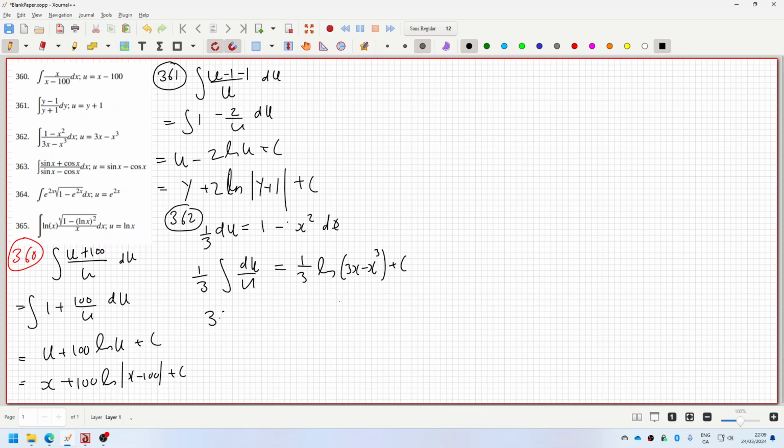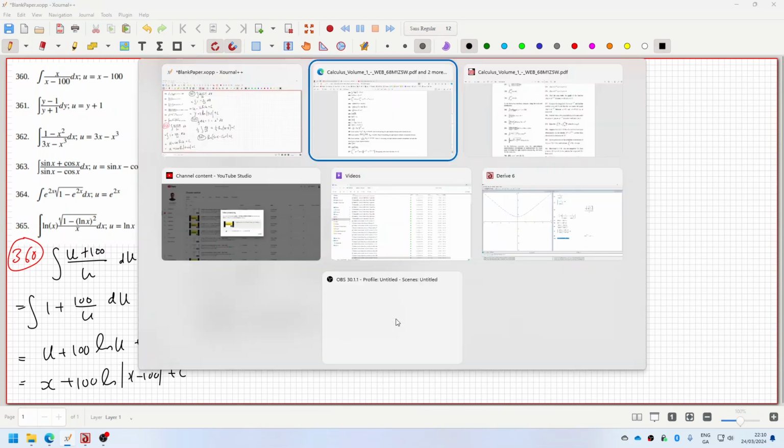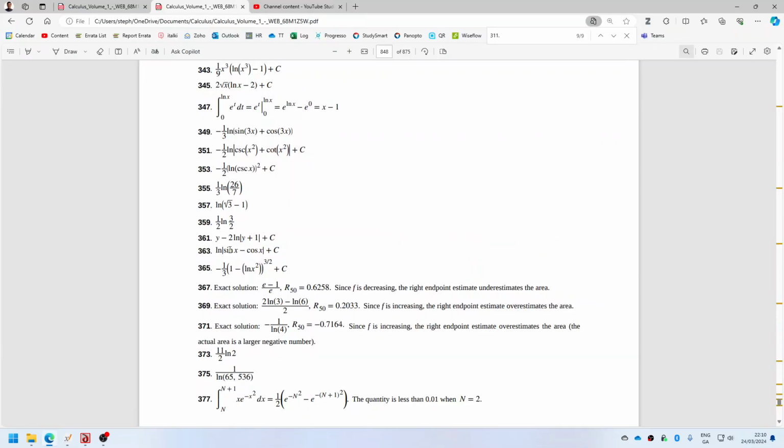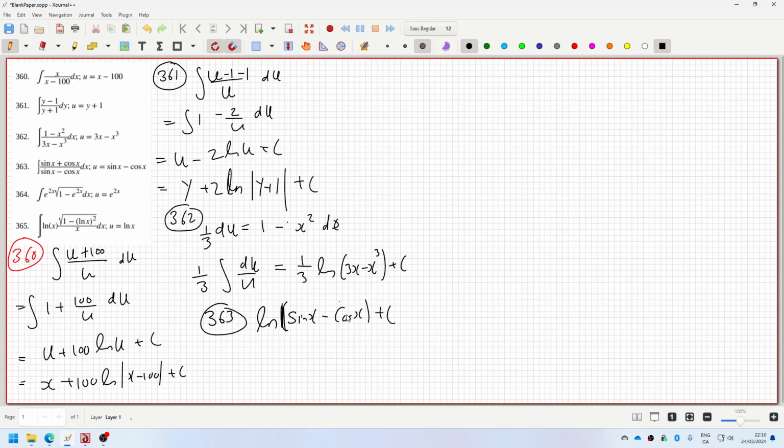We've seen this one before, 363, haven't we? That came up earlier. So the derivative of sine is cos, and the derivative of minus cos is sine. So this is already written in the correct form to go straight to the answer. Log sine x minus cos x plus c. And I keep forgetting my absolutes. Now we're getting into the juicy stuff.